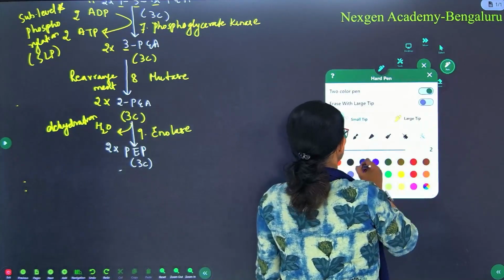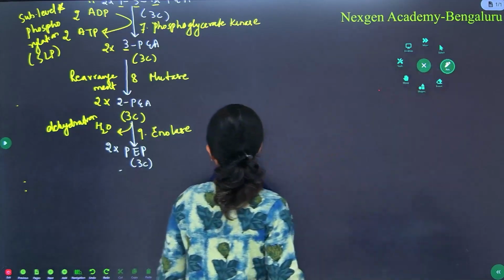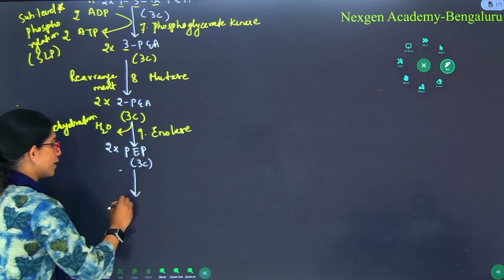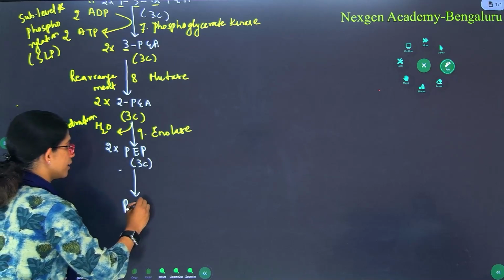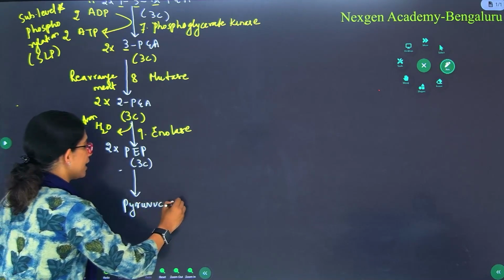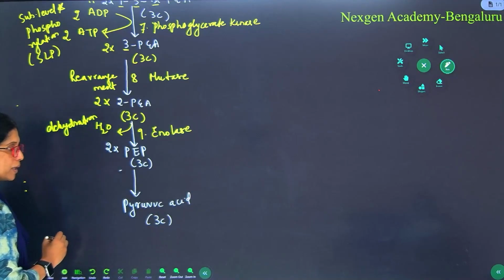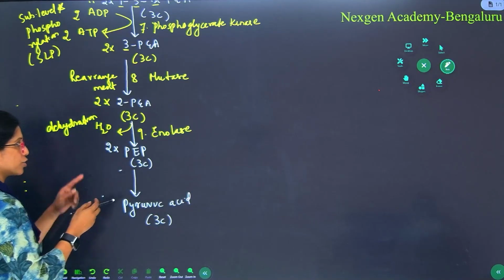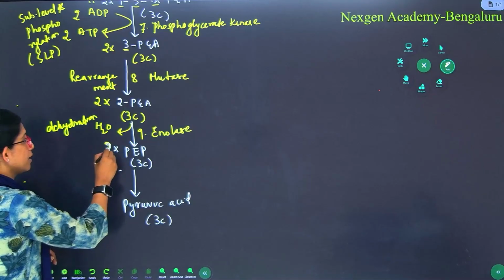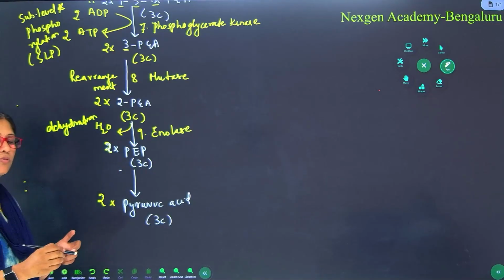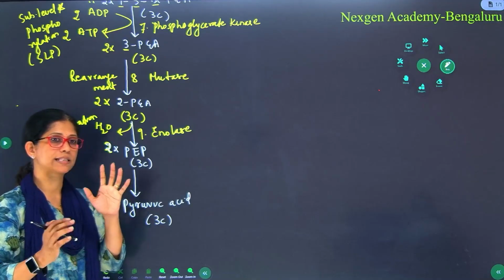So now let us see what is next. Finally, this phosphoenol pyruvic acid will be converted into pyruvic acid, right? Pyruvic acid again is a 3-carbon compound. How many molecules should it form? 2 molecules, like here also 2, because we are talking about 1 glucose. So 1 glucose is 6 carbon.